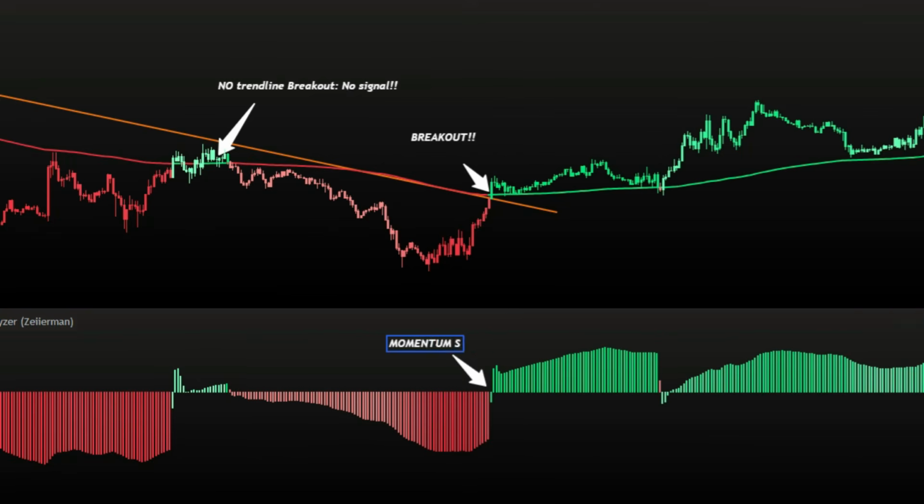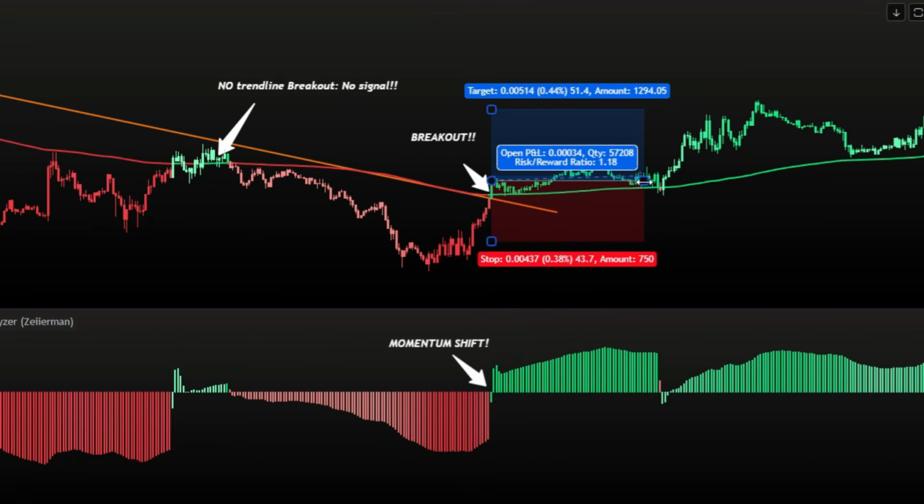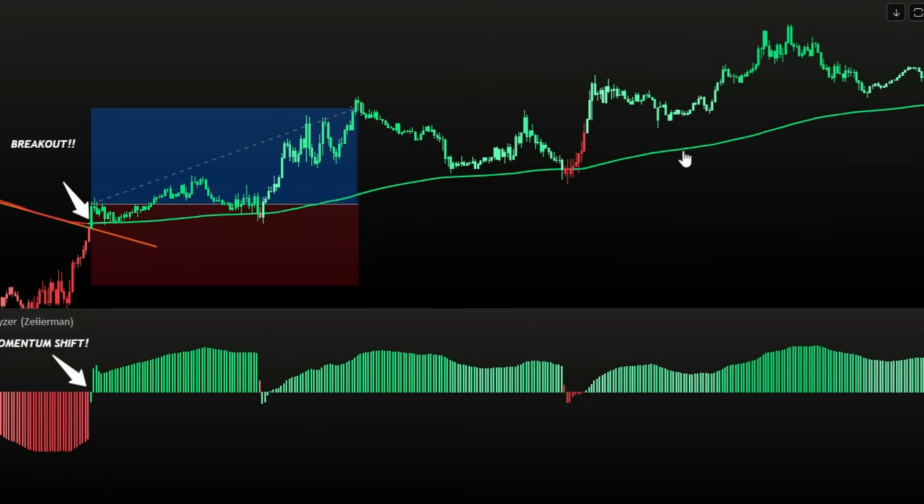The oscillator confirms it. Histograms turn green, showing a clear momentum shift to bullish. Just like that, with one simple trend line and a quick check on the oscillator, you filtered out a potential bad trade and set yourself up for a solid one.